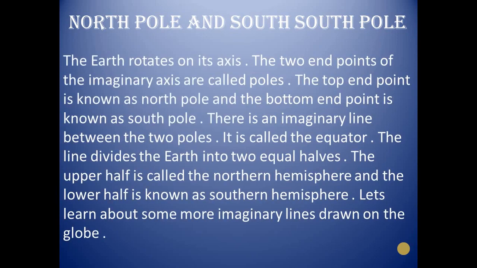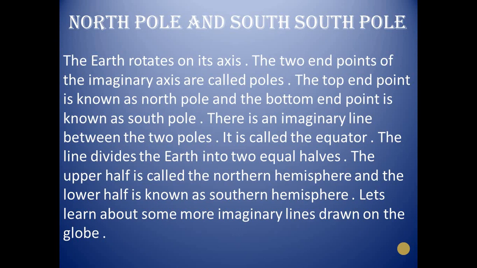The Earth rotates on its axis. The two endpoints of the imaginary axis are called poles. The top endpoint is known as North Pole and the bottom endpoint is known as South Pole. There is an imaginary line between the two poles. It is called the equator. The equator divides the Earth into two equal halves. The upper half is known as the northern hemisphere and the lower half is known as the southern hemisphere.